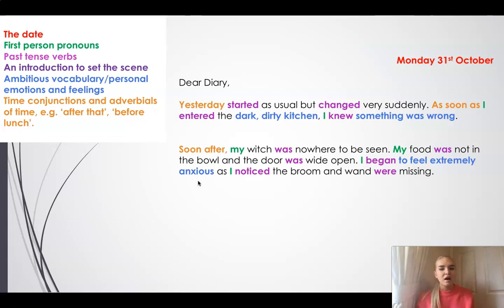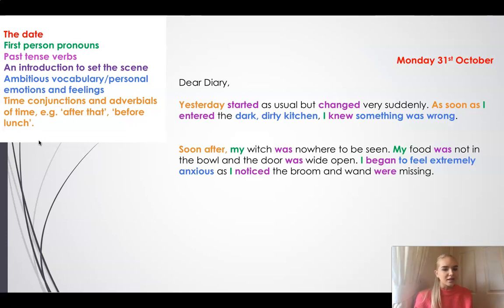start to think about my time conjunctions or my adverbials of time. I've given you some examples here if you forgot what they were, but I've got here yesterday. That's an adverbial of time. It tells me when something is happening. As soon as, that also tells me when something is happening. And soon after, telling me when something is happening. I've got no other time conjunctions and adverbials of time here, but I've identified them all.